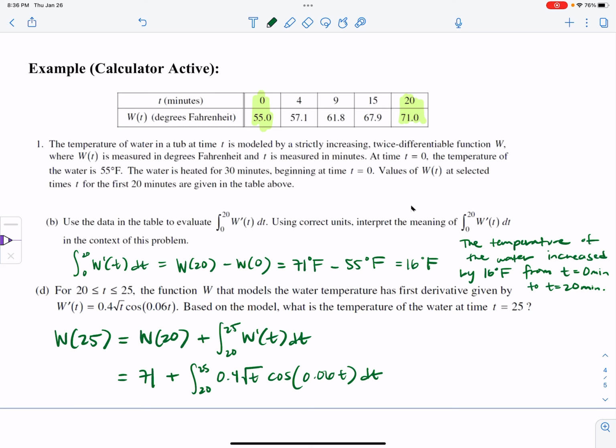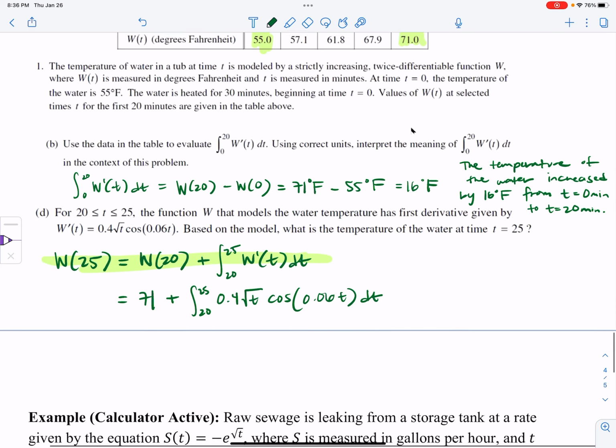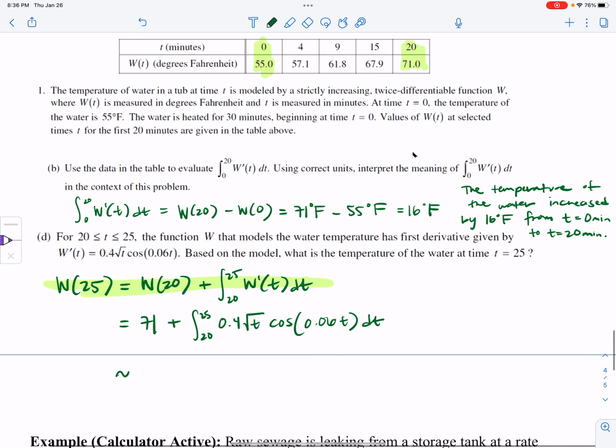Okay. Since everything is assigned, you can just type in or write down this statement. And then, based on the model, what is the temperature? Okay. So then typing that in.